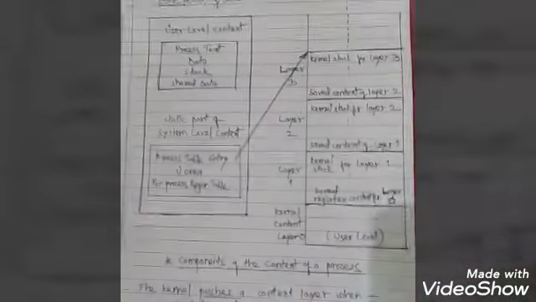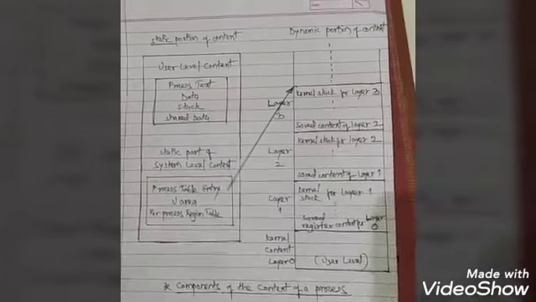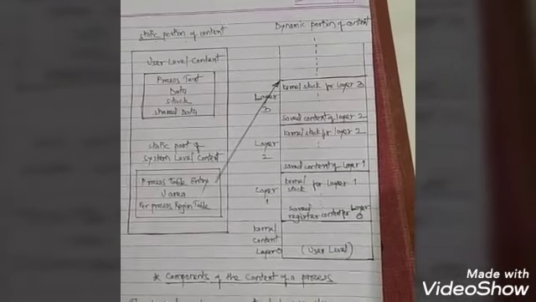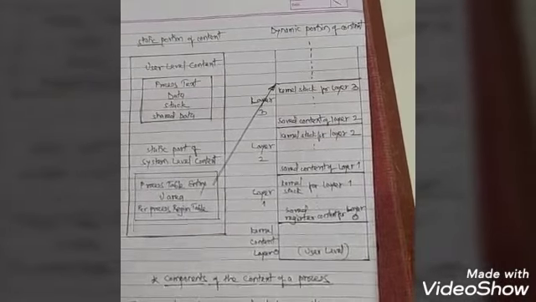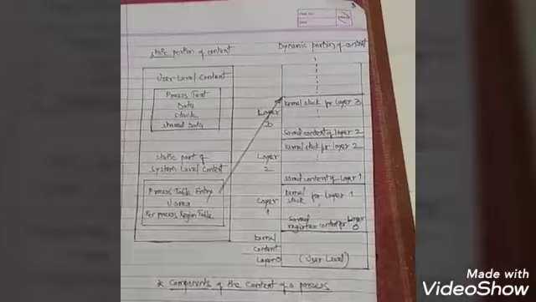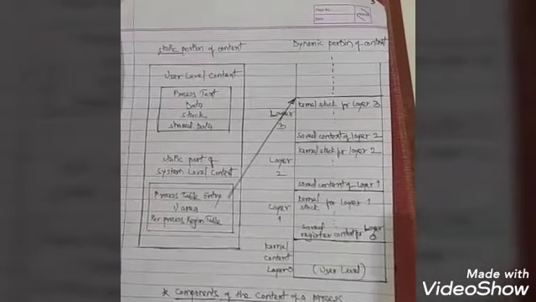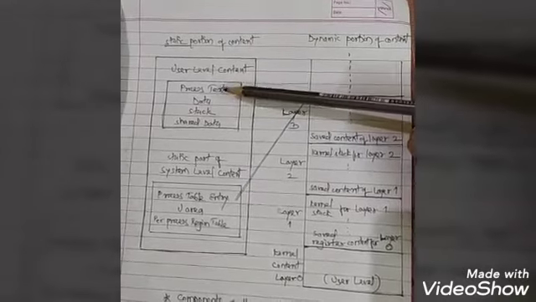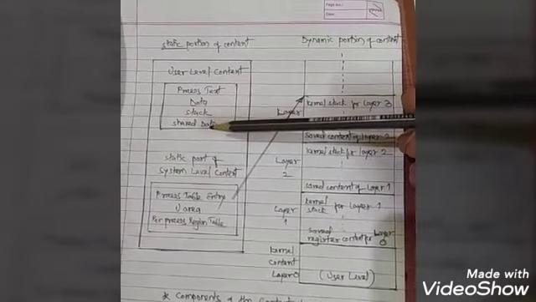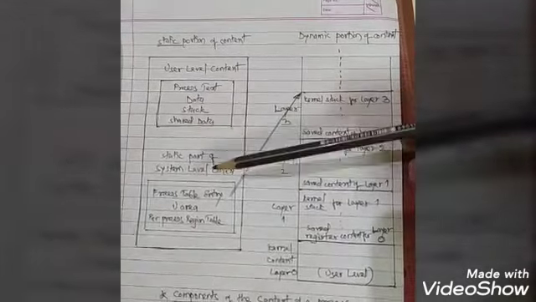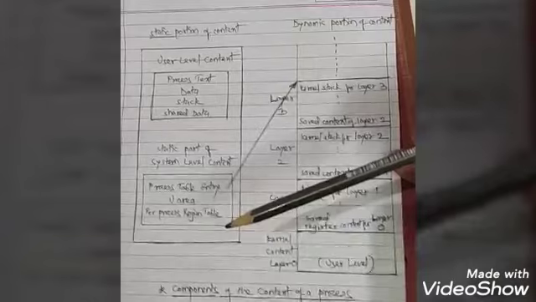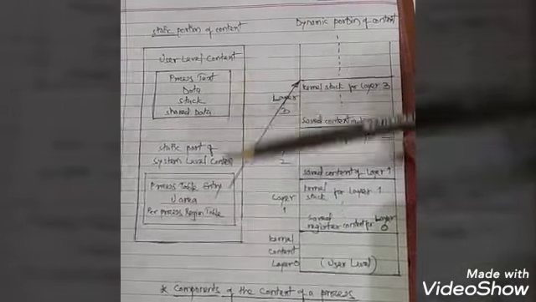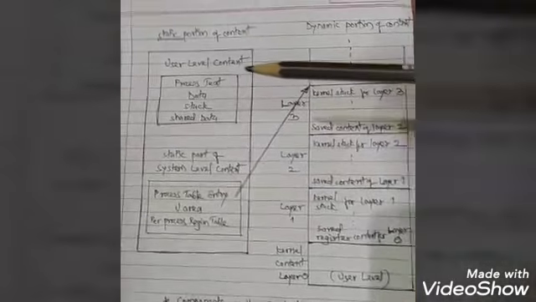Let us consider this in the form of a diagram. The components of the context of a process. The context of a process consists of a static part and a dynamic part. So we can find that it has the user level context, having the process text, data, stack, and shared data. It also has the static part of the system level context, which has the process table entry, U area and per process region. So this constitutes the static portion of the context of a process.